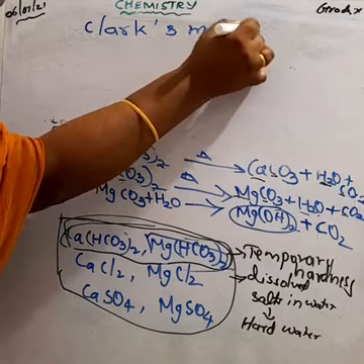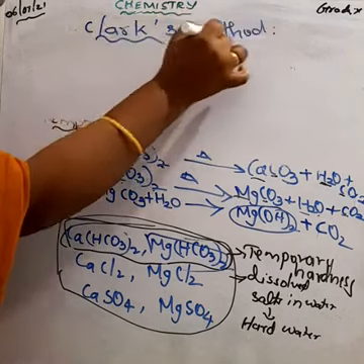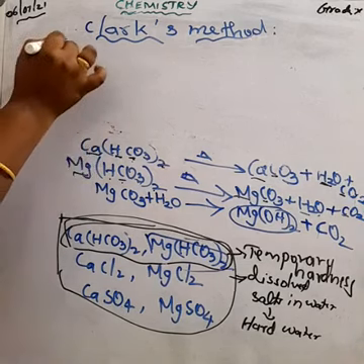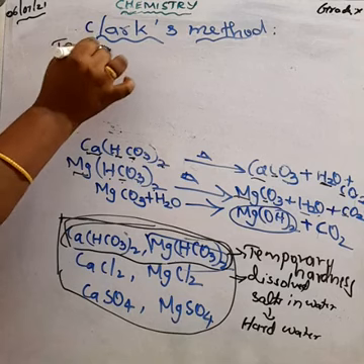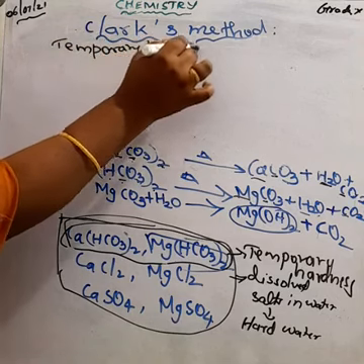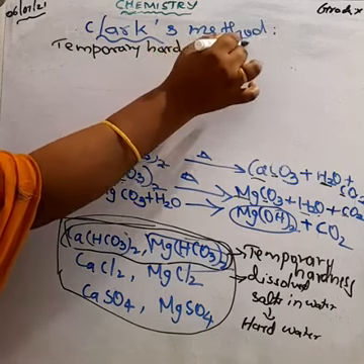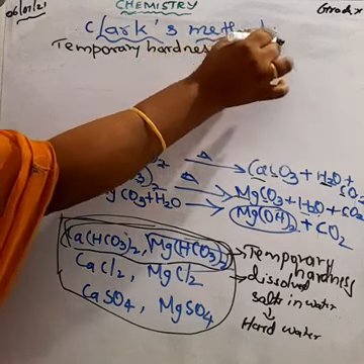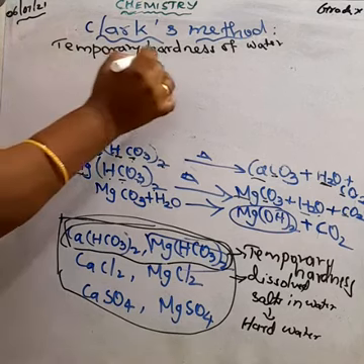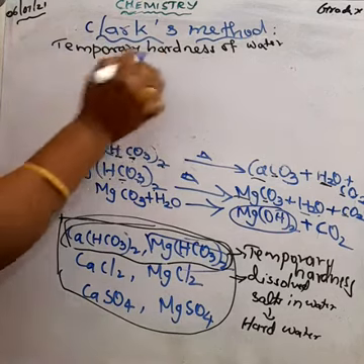The Clark's method. In this method, we can remove only the temporary hardness of the water. Temporary hardness, that is calcium bicarbonate and magnesium bicarbonate present in water, we can remove. Permanent hardness we cannot remove by using this method. In Clark's method, we should add lime.